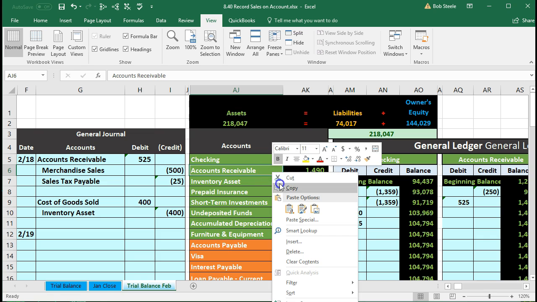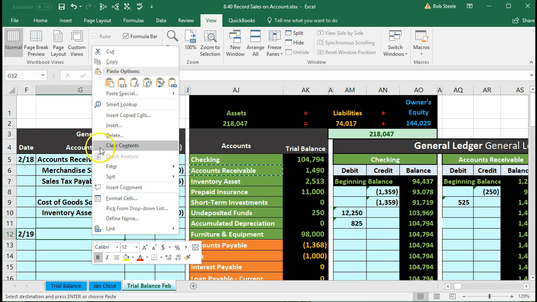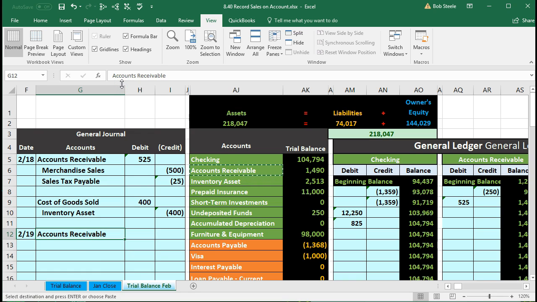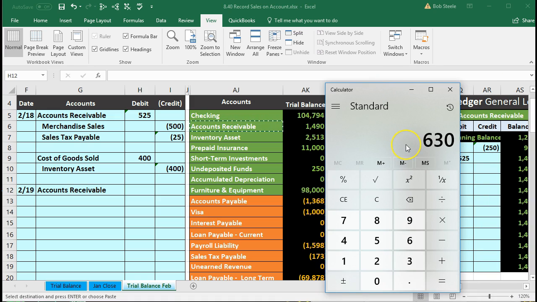Copying the accounts receivable in AJ6, going to G12, right-clicking there, and pasting, 1, 2, 3. We're then going to put the amount we expect to receive, which will include both the sales amount on the sticker price, which was 600, and the sales tax at 0.05 or 5%, 600 times 0.05, which is another $30. That plus the original price of 600 gives us 630.